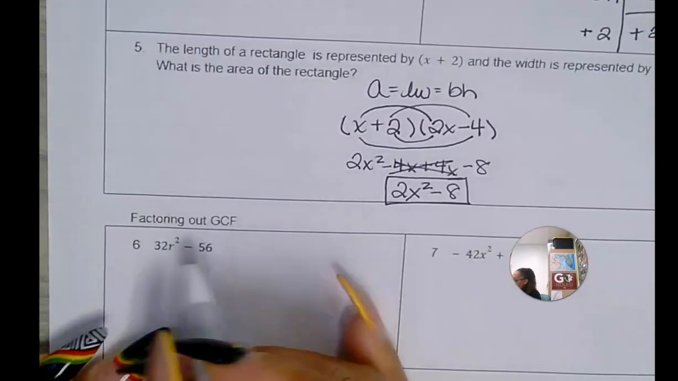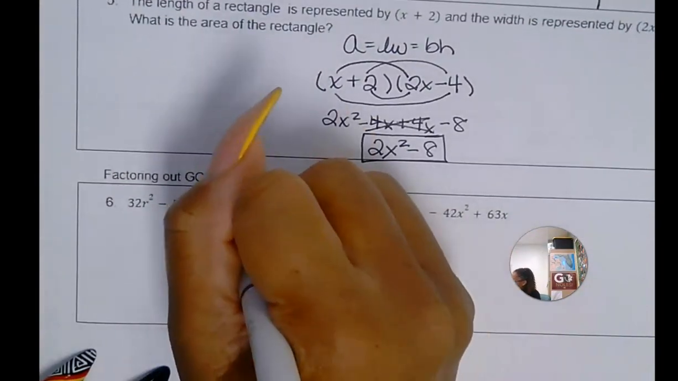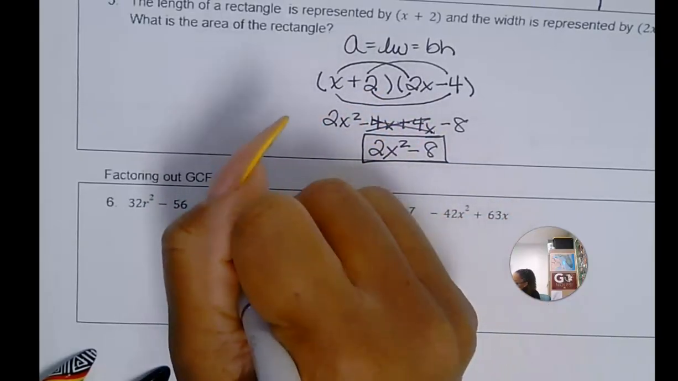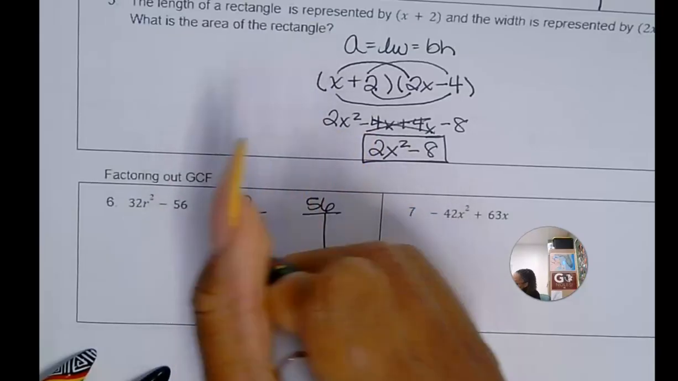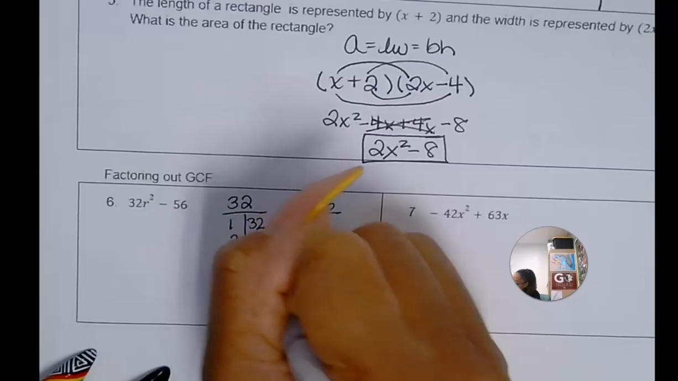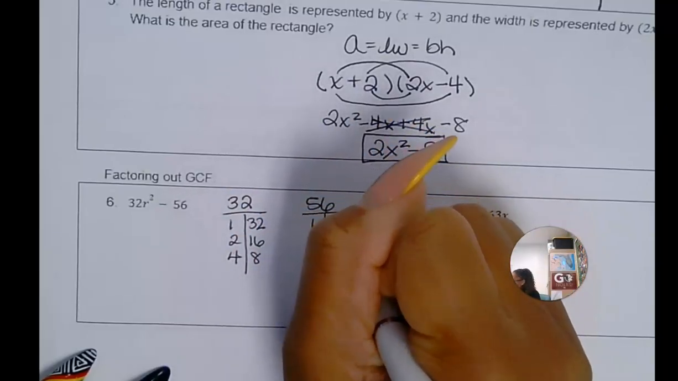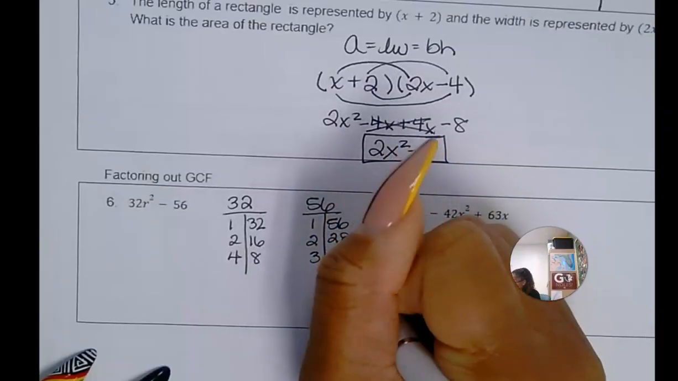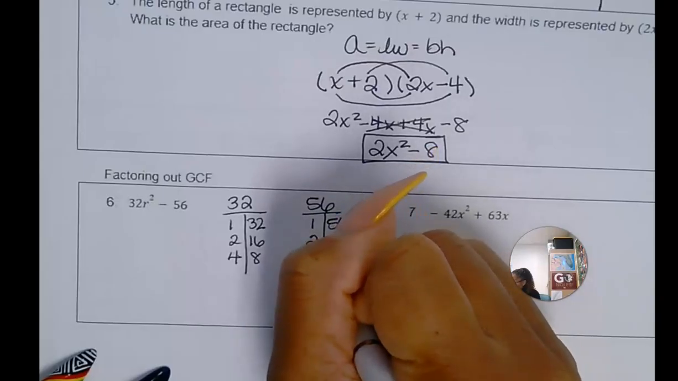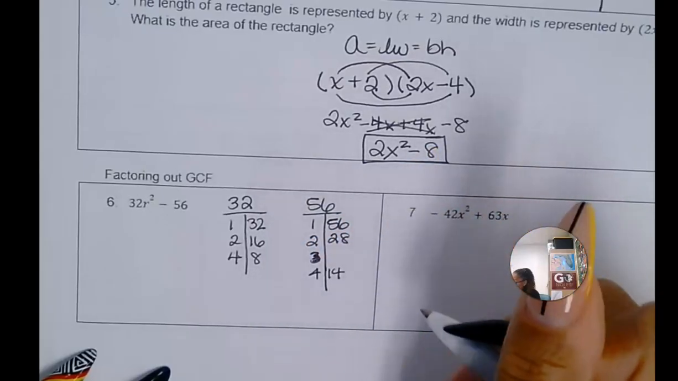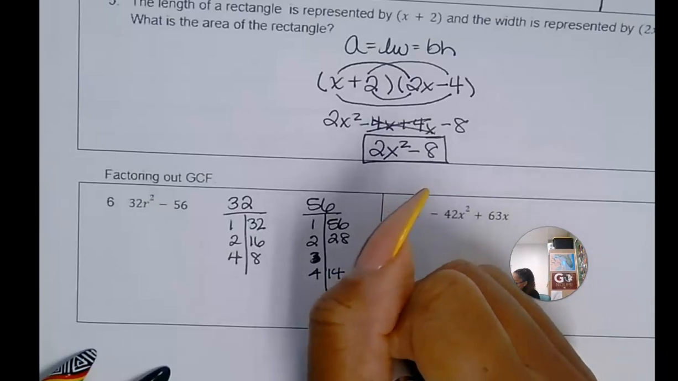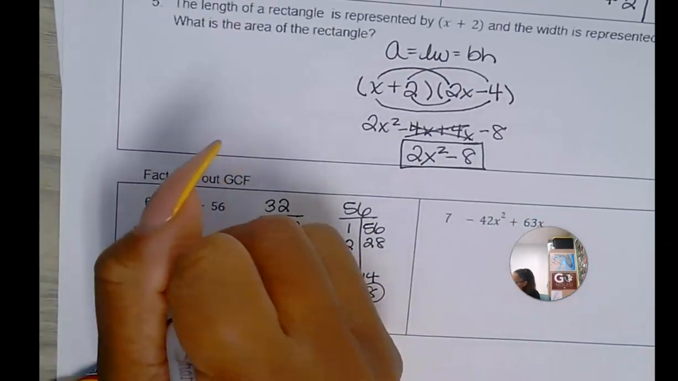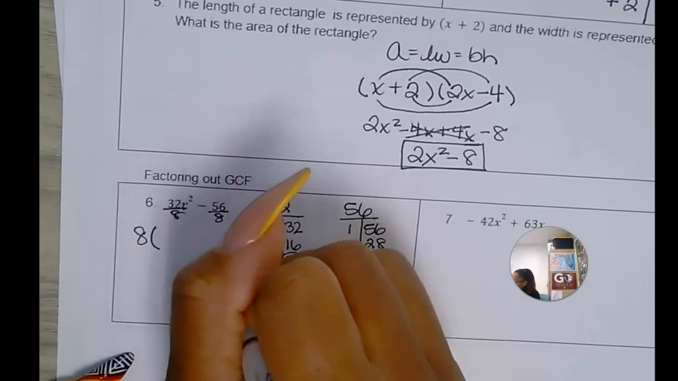All right, factoring out the GCF, what goes into 32 and 56? That's the biggest one. 1 and 32, 2 and 16, 4 and 8, 1 and 56, 2 and 28, 3 and nothing, 4 and 14, 5, 6, 7 and 8. 8 is it. 8 will be divided, so we put it on the outside of our parentheses.